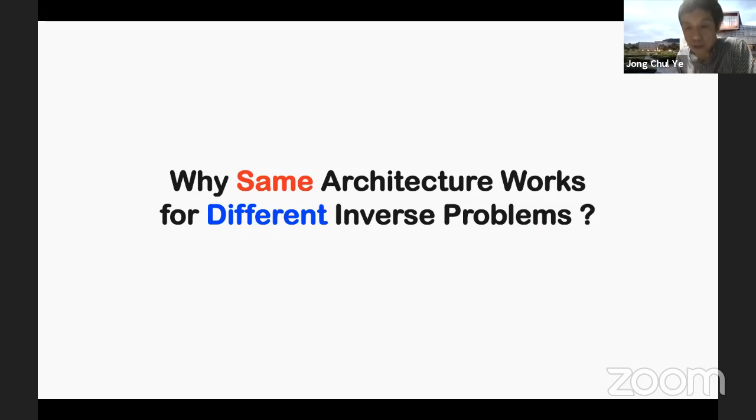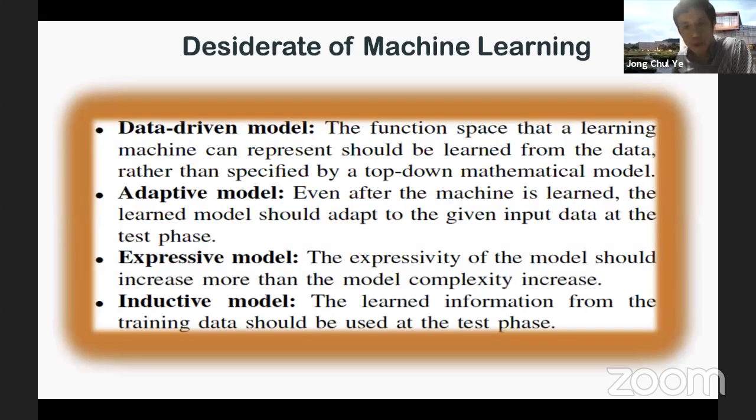In fact, to understand these questions, you need to start with machine learning 101. So we need to start with what kind of properties we want a machine learning model to have. For example, this is a list I can think of. The machine learning model should be data driven. That means the model should be learned from the data rather than from a top-down mathematical model. By doing that, you can adapt to the data very easily.